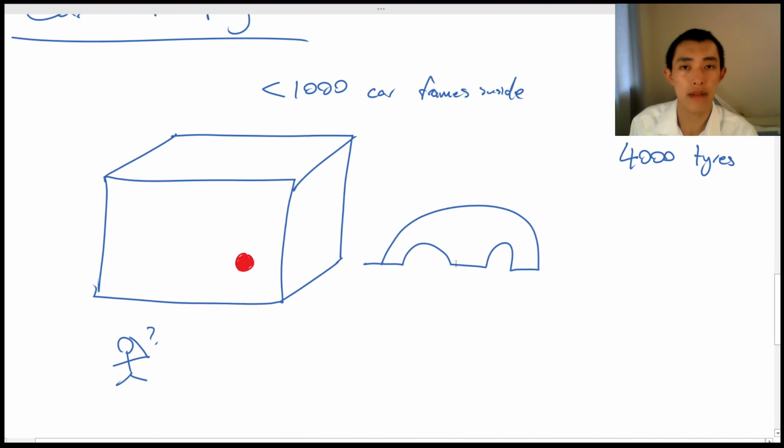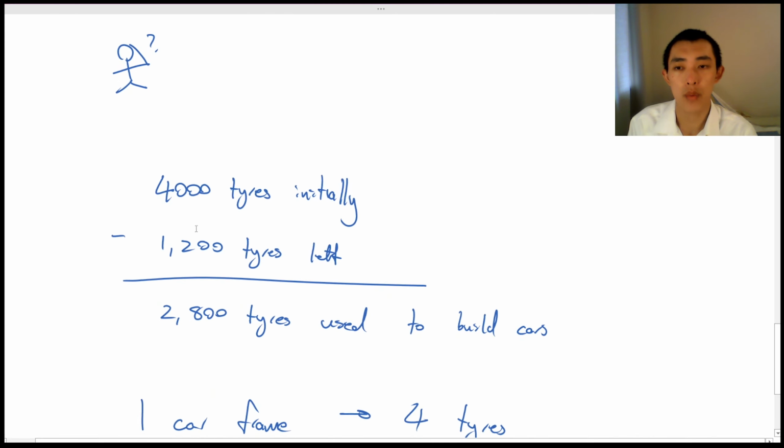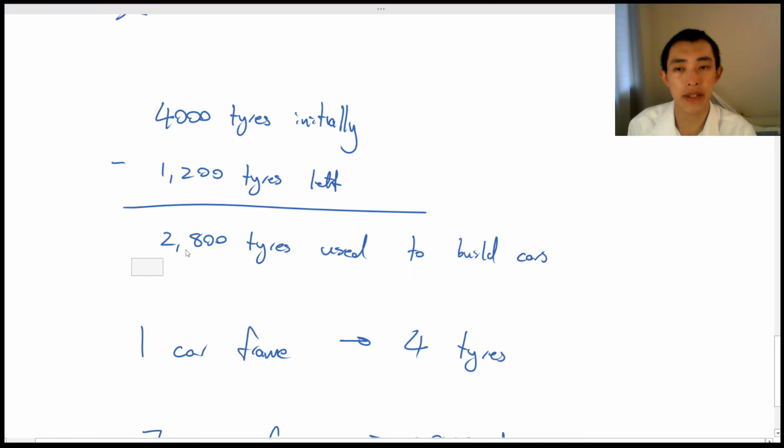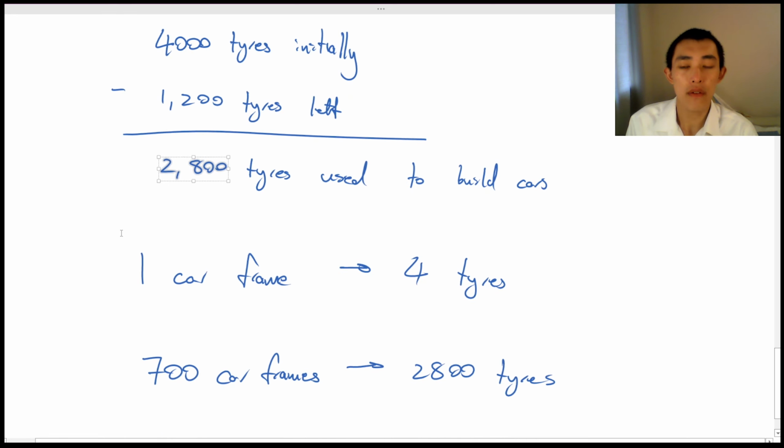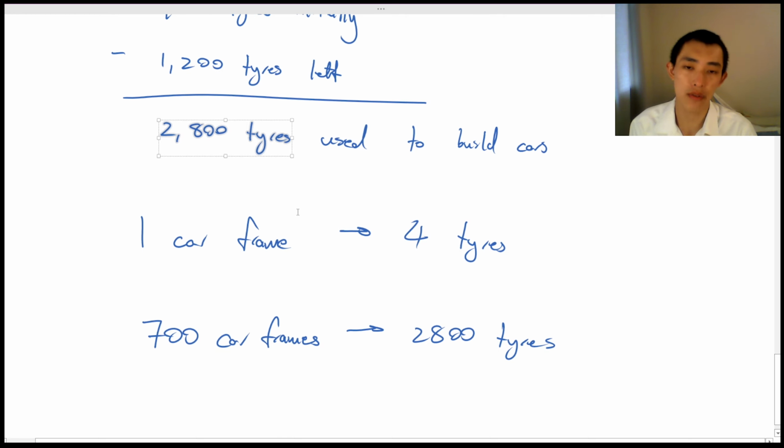Right, so let's review that again. We know that there were 4,000 tires. We were given 4,000 tires. And to figure out how many car frames there were, we saw that there's only 1,200 left when we come back after all the work. So we can therefore deduce that 2,800 were actually used to build the cars. And because one car frame requires 4 tires, to use 2,800 tires, you must have 700 car frames.